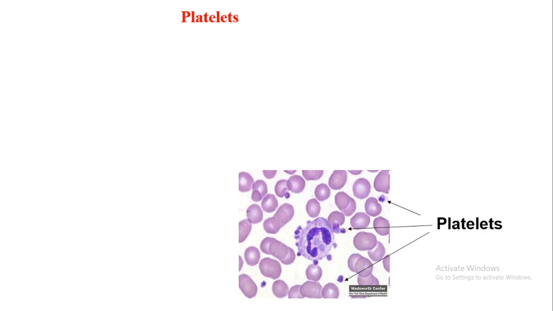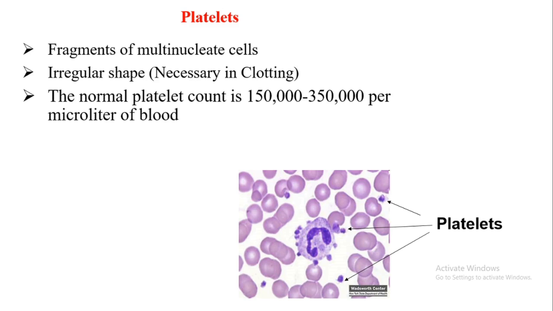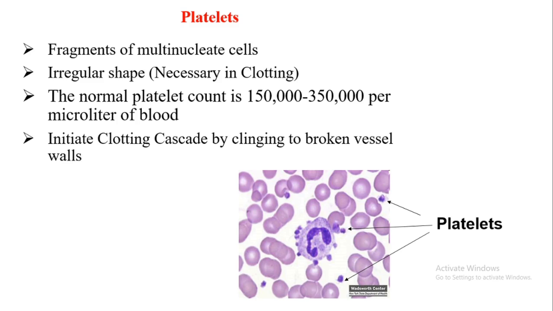Now the third one, that is platelets. Platelets or thrombocytes are fragments of multinucleated cells. They are irregular in shape and they are very useful in clotting. The normal platelet count in a normal human is approximately 1.5 lakh to 3.5 lakh per microliter of blood, and it initiates the clotting cascade by clinging to the broken vessel wall. Whenever any injury takes place, they get attached and block the site, and hence prevent the further flow of blood through that injury.